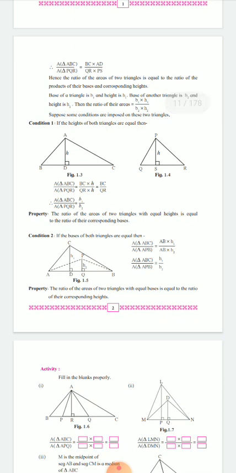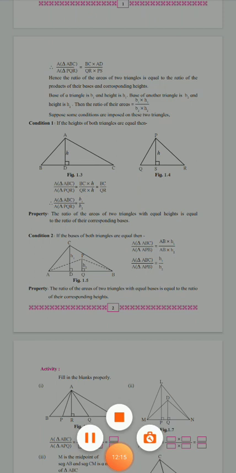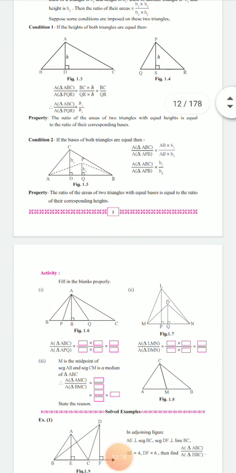Okay, so it is most important that we identify whether the base is common or the height is common, and we can easily find that out with the help of simple observation. Okay, now we will have one activity with the help of which we can also try to write down the ratio of bases and heights. So we have to put the appropriate values in the blanks.